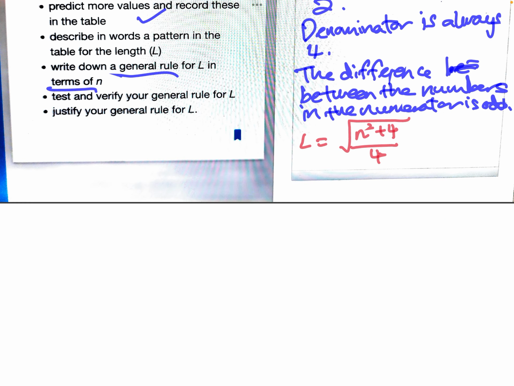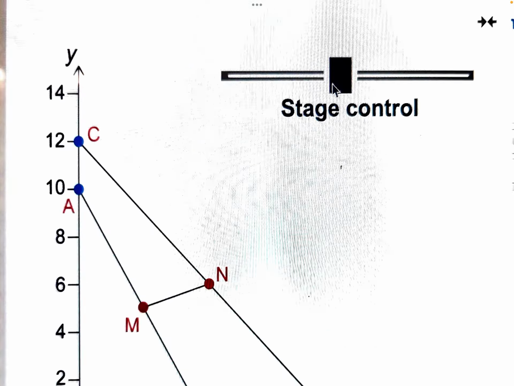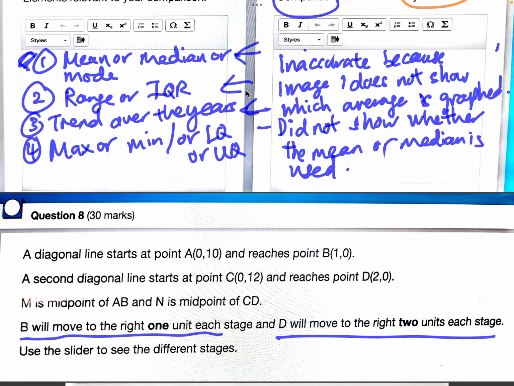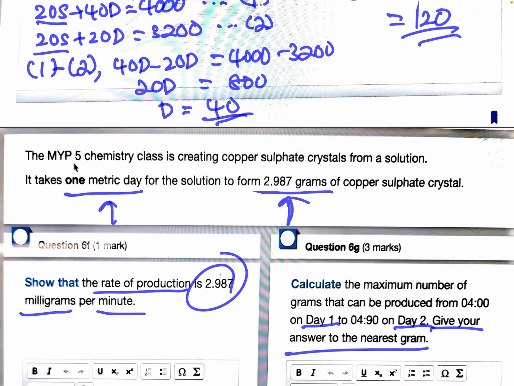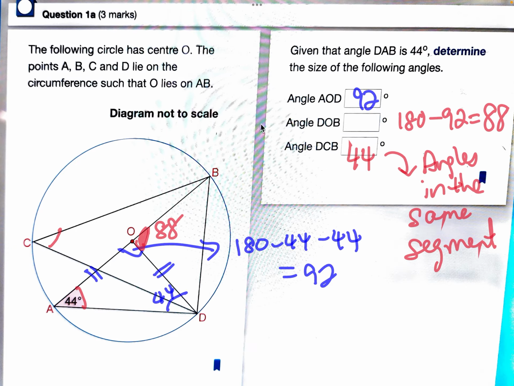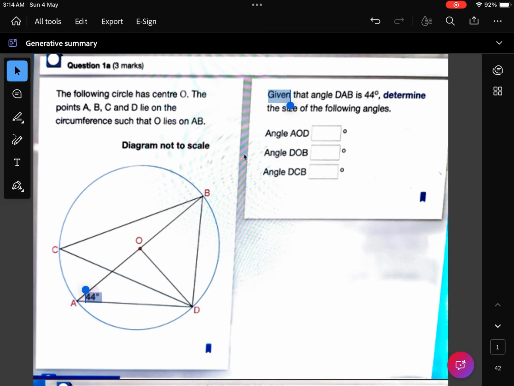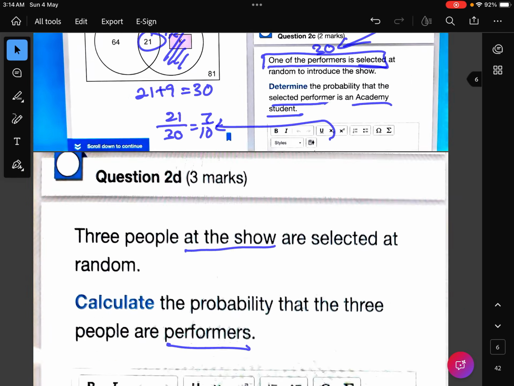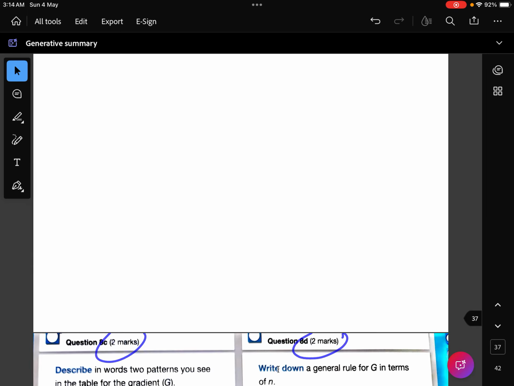Oops. What is happening? Okay, sorry about that, some technical issues here.